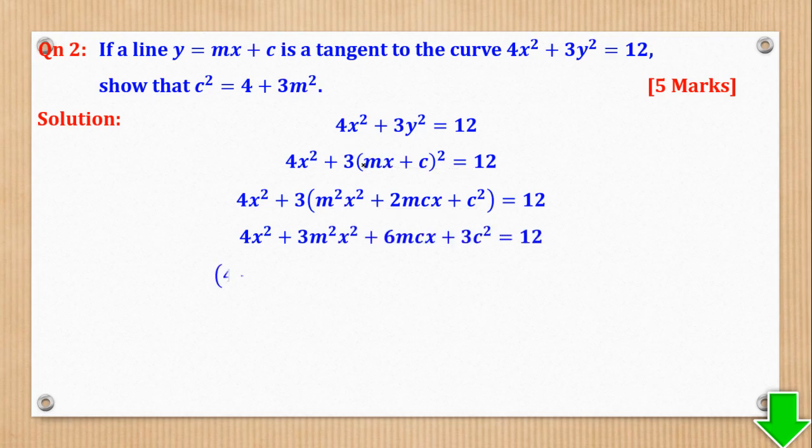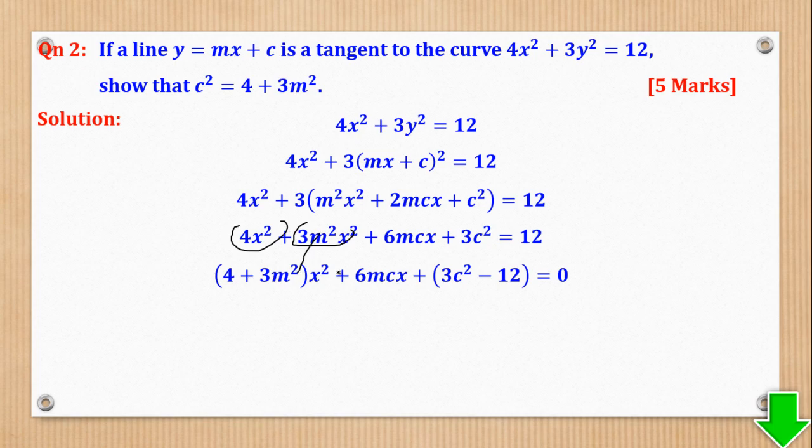Then rearrange in the form of a quadratic equation in x. What has x squared? I put it alone. There is this x squared and this x squared. What has x? I put it alone. What has no x at all? I put it alone. So now that we have a quadratic equation in x, it means that we can now use the condition for tangents. Condition means the roots are repeated. So b squared minus 4ac is equal to 0.